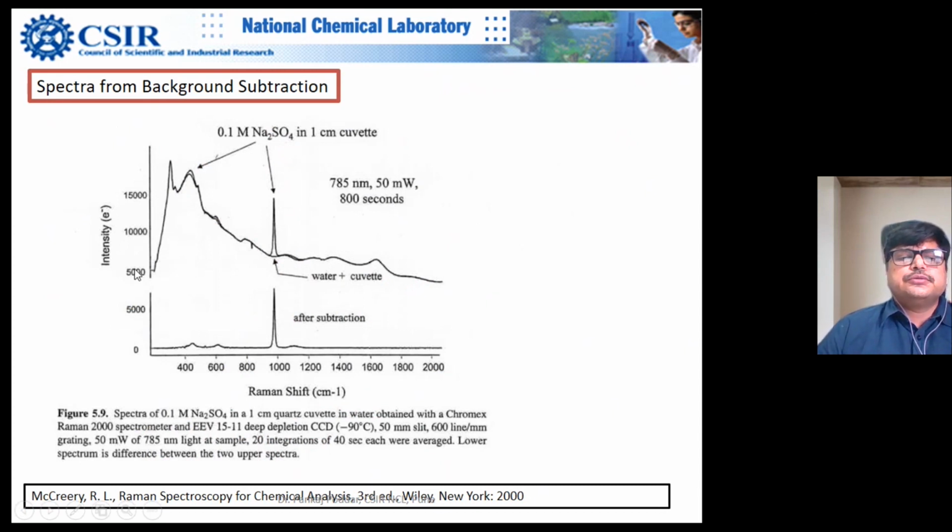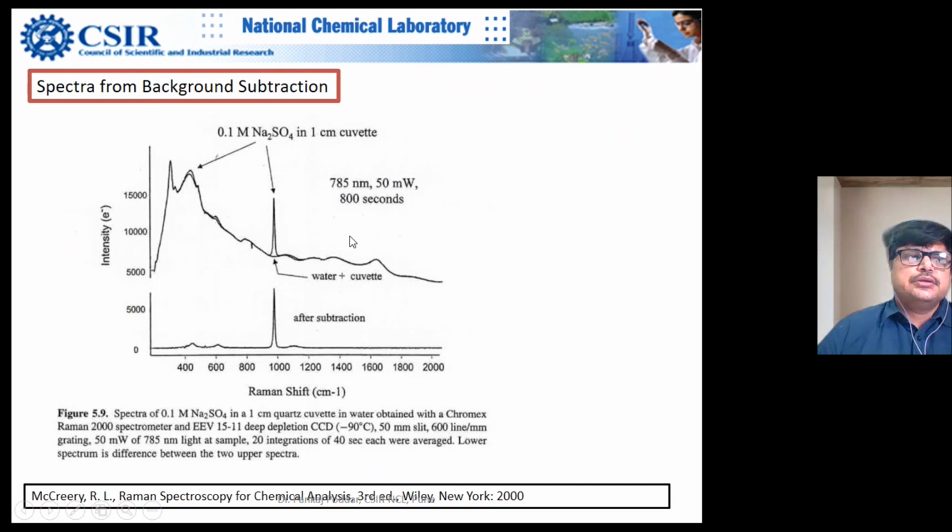So generally you get huge background also. This is a typical Raman signal for sodium sulfate in a 1 centimeter cuvette using a 785 excitation laser, and 50 milliwatt. The power should be as small as possible, because most of the time users end up damaging the sample. So the power should be under control, and the exposure time should be as small as possible. Actually, 800 seconds is too big. Here you are using it in water, so it's fine.